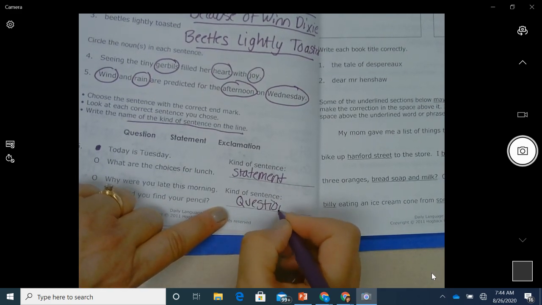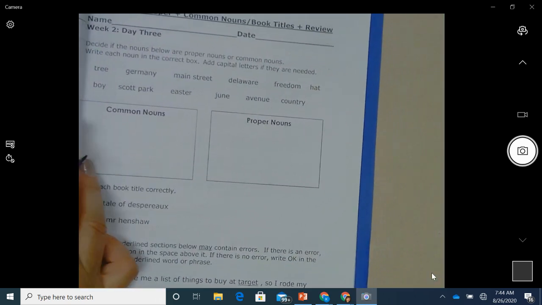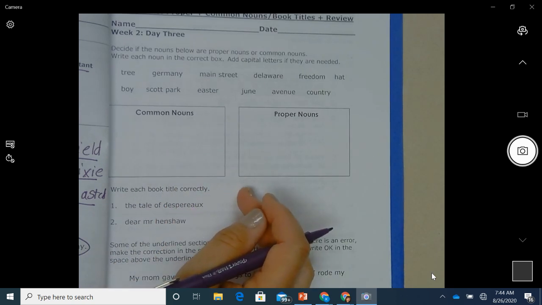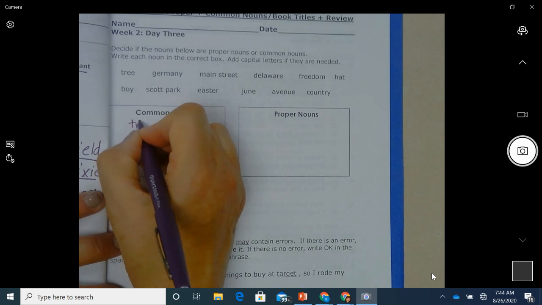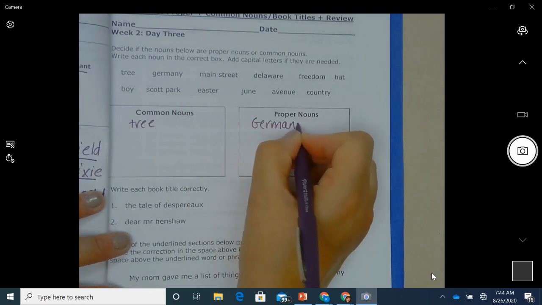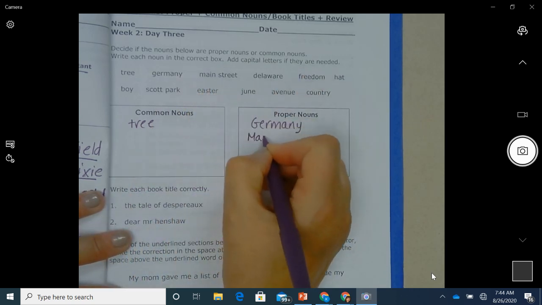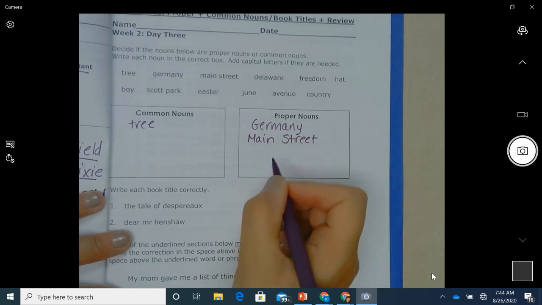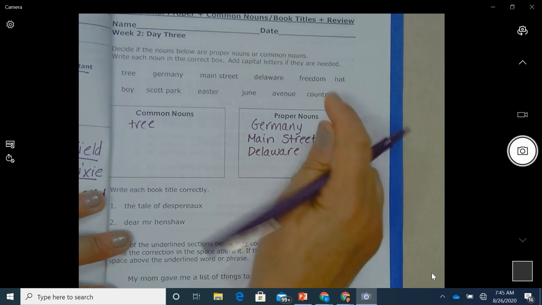Okay, the last one I'm going to do today is day 3. And again, we're kind of reviewing common and proper nouns. So we're going to sort where these nouns should go, in common or proper. So I know that tree is a common noun. I know that Germany is a proper noun because that's a country. Main Street is actually the name of a street, so I capitalize Main and Street. Delaware, that's a state, so I'm going to capitalize that and put it under proper.